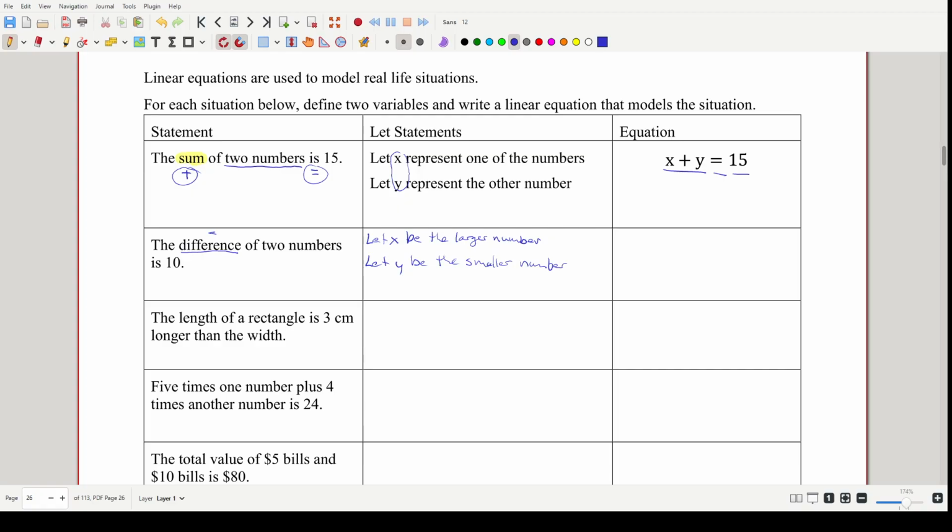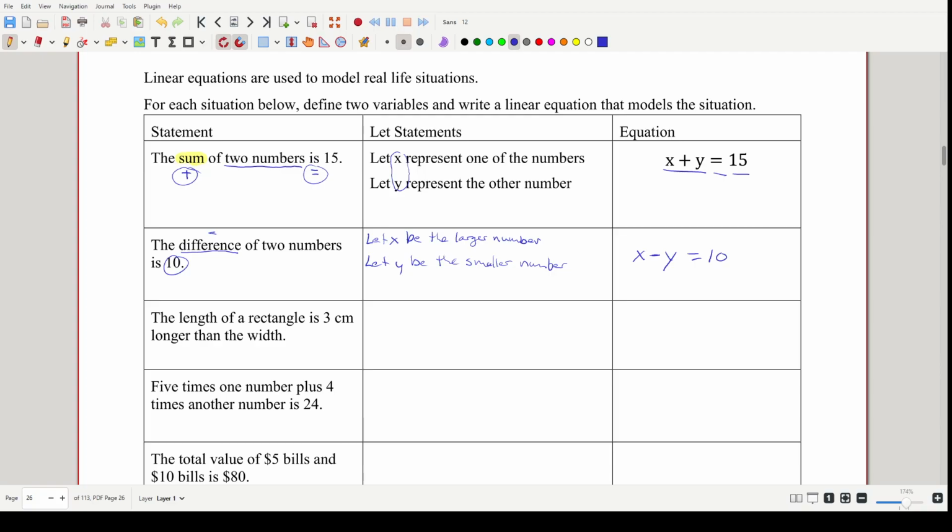Alrighty. And now we have to create our equation. We know it's a difference. We know it's the difference between these two numbers. It's x minus y. And we know the difference is 10. So we have our value of 10 here. Okay. So all of these problems are going to be the same idea. The length of a rectangle is 3 centimeters longer than the width.